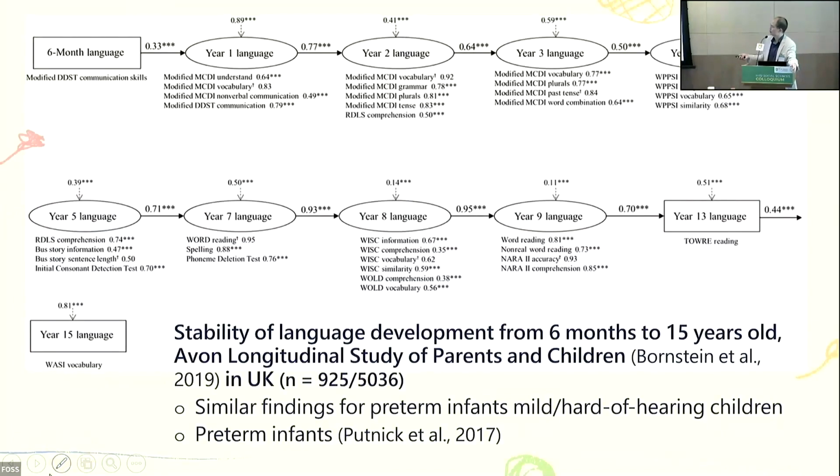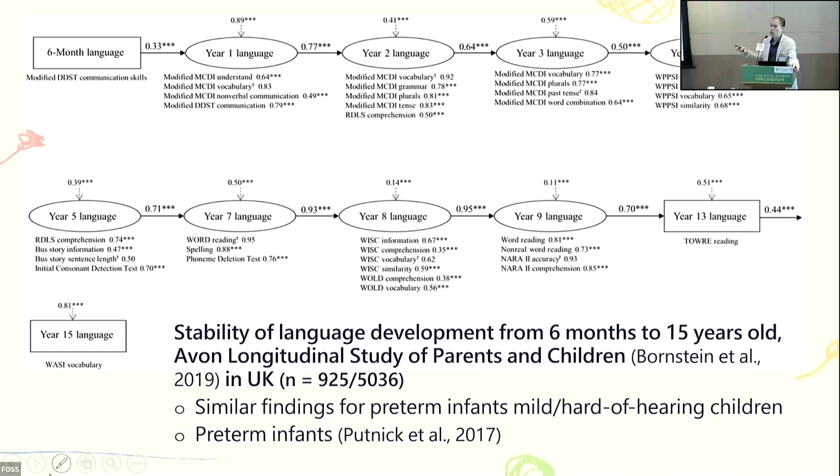This is actual data, a relatively recent study by Bornstein and his group. They looked at the Avon longitudinal data from the UK, from almost 1,000 children. 6-month communication can predict 1 year, can predict 2 years, and can predict all the way to year 15. So if you know something about the child's language and communication at age 6 months, you can predict the child's language development at age 15.